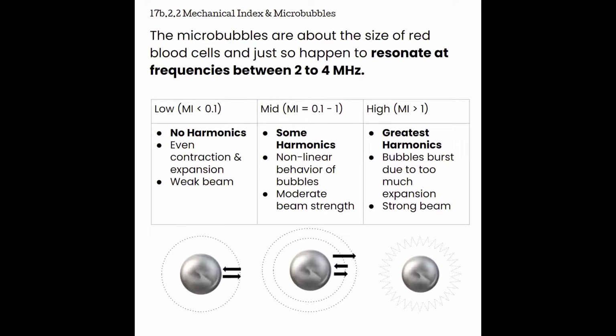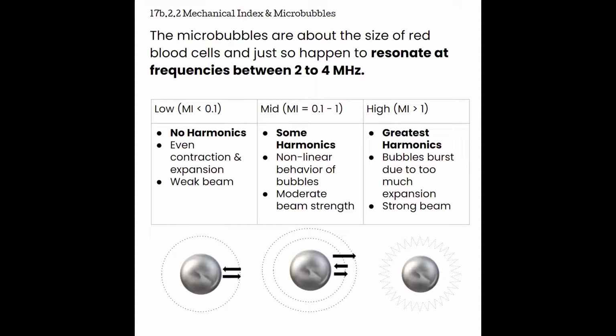So then depending on the value of the mechanical index, we can predict the amount of harmonics that will be created. If the MI is too low, then really no harmonics are created. We're not creating enough unpredictability in the bubble's resonance. However, if the mechanical index is too high, we might end up just bursting the bubble, which doesn't create harmonics either.